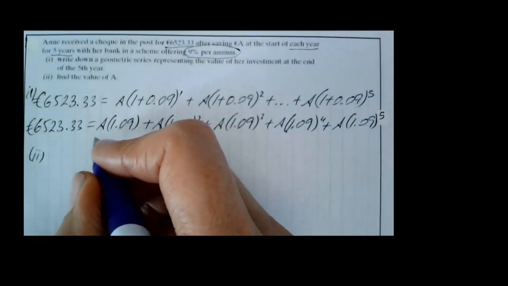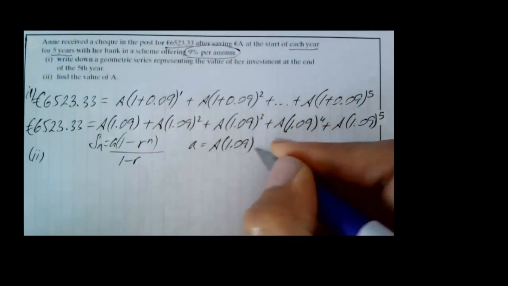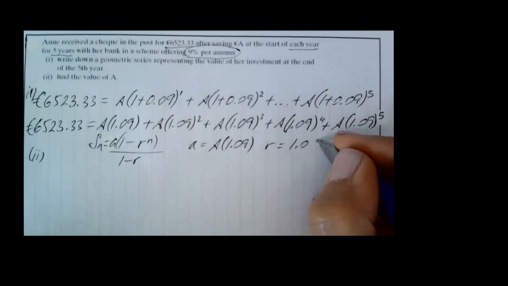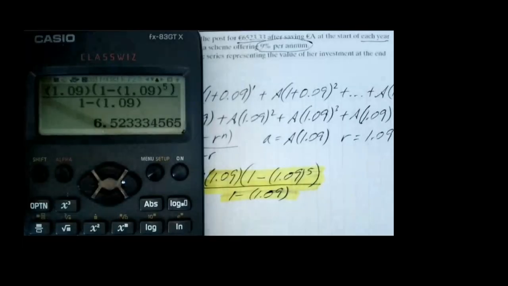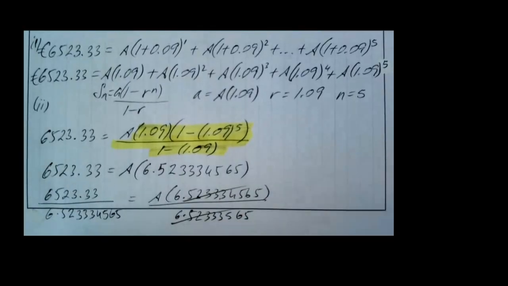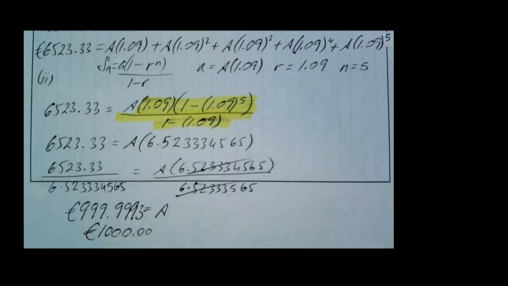And now part II, find the value of A. So I'm going to use my sum formula, where A is that first term, R is the common ratio, and N is 5. And again, I'm going to do the number work on the calculator. I'm getting 6.52334565. And so we'll divide by that to get A on its own. And I'm getting 999.9993. So technically rounding that to 2 decimal places, it is €1,000.